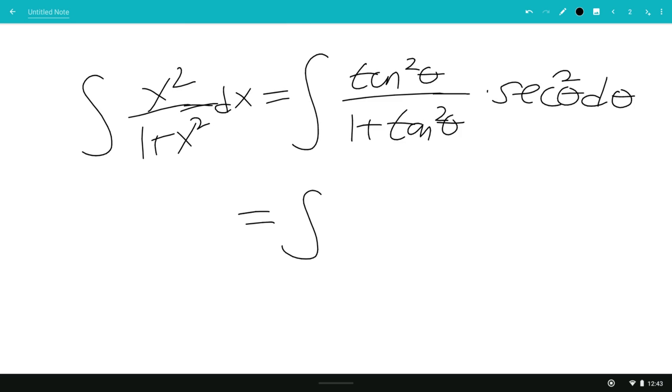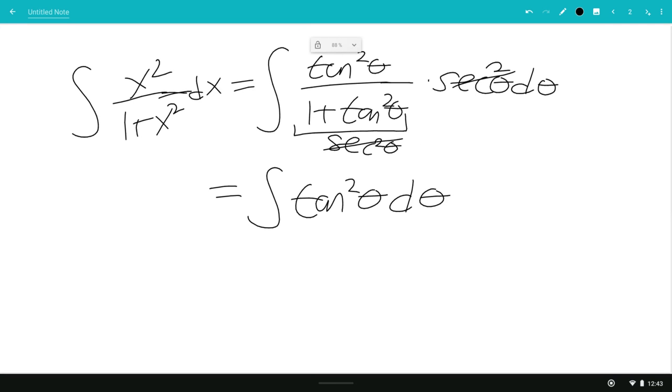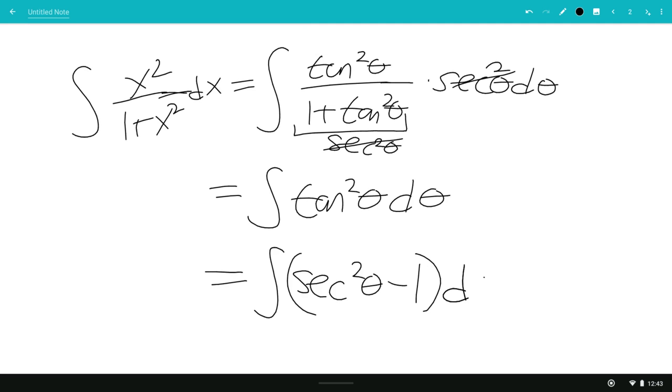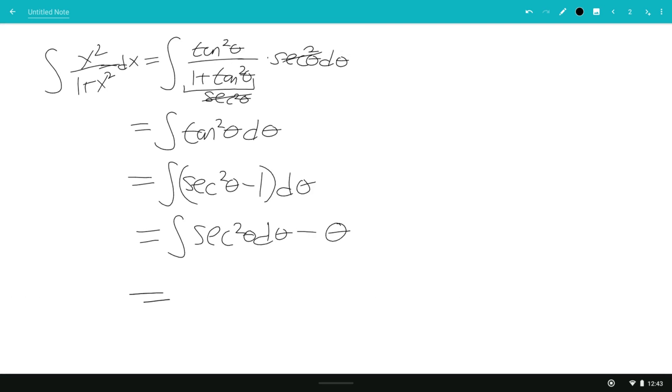So this would be the integral of tangent squared theta. This is secant squared theta, so this and this would cancel. You're left with the integral of tangent squared theta d theta. There's a couple ways to do this. Easier way is just to say that's the integral of secant squared theta minus 1 d theta. So this will be the integral of secant squared theta d theta minus the integral of 1, which is just theta. The integral of secant squared theta is tangent theta, minus theta.